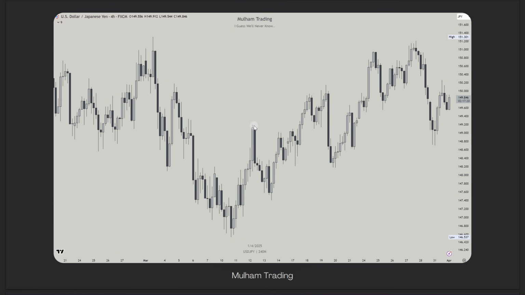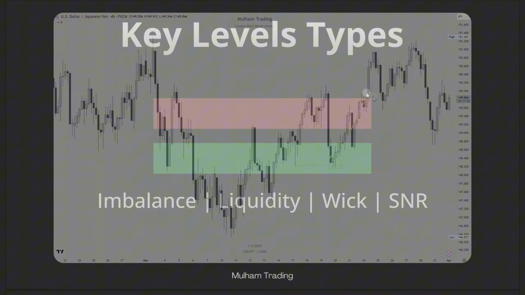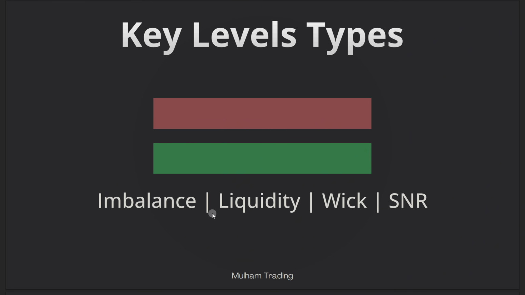Sticking to the basics, displacing or actually closure above a key level or closure above highs, that means continuation. Failing to close means reversal. Now the key level types, you could use imbalance, you could use liquidity, you could use a wick, and that's something that I'm gonna be introducing in my next videos. You could use SNR levels, but all of these levels need to have something in common.